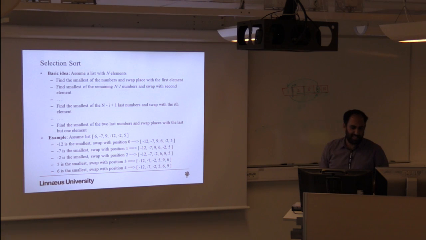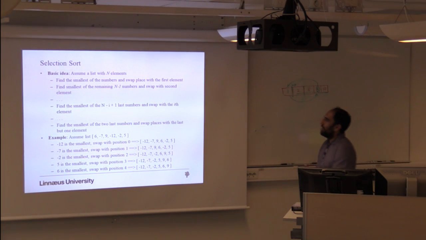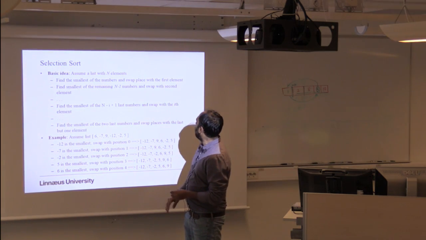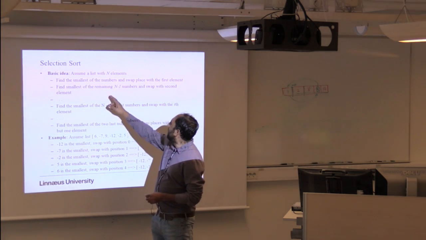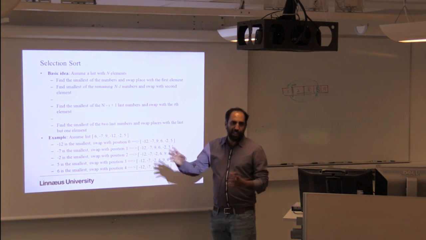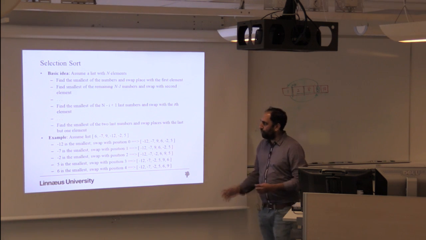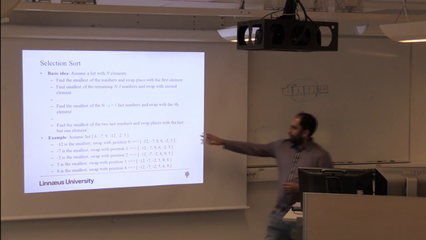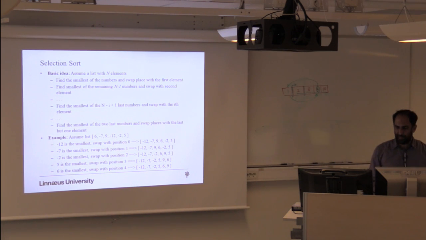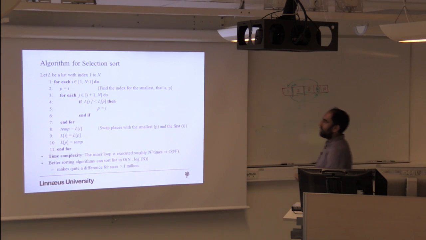There is no rocket science behind selection sort. It describes here: find the smallest of the numbers and swap with the first place, and then you find the smallest of the remaining n-1 elements. n-1 because you have already sorted one element, so you don't have to sort that again and again. And here is just an example, similar to the one that I showed here. And here we have an algorithm for selection sort.